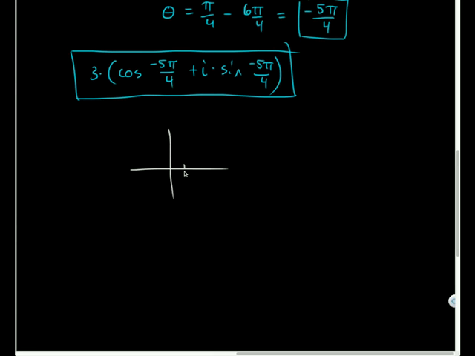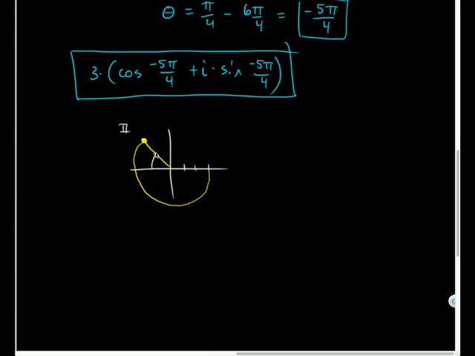So let's see, 1, 2, 3 is the modulus. The angle for this, negative 5 pi over 4. So a full 4 pi over 4 would be a full pi. So I believe this lands me right here, would be that point. So it's in quadrant 2. I'm expecting cosine to be negative in that quadrant and sine to be positive.